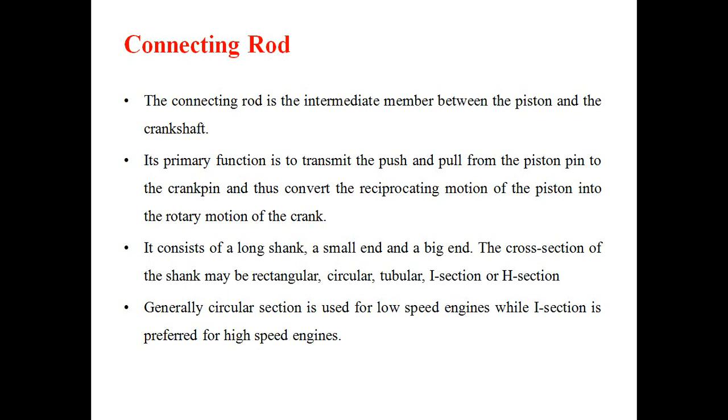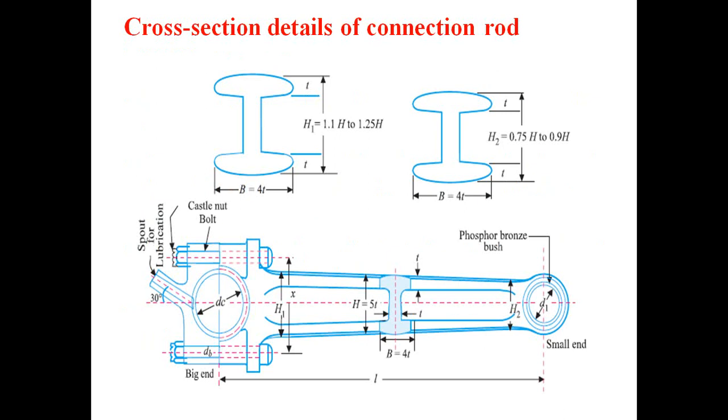It consists of a long shank, a small end, and a big end. The cross section of the shank may be rectangular, circular, tubular, I section, or H section. Mostly, circular section is used for low speed engines, and I section is preferred for high speed engines. Cross section details of the connecting rod.